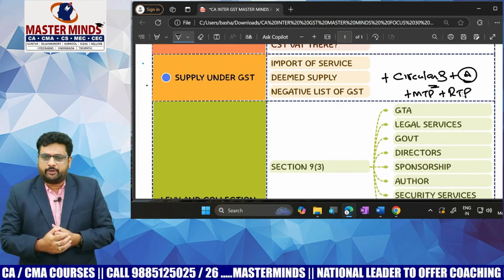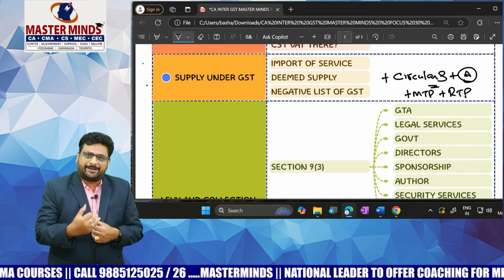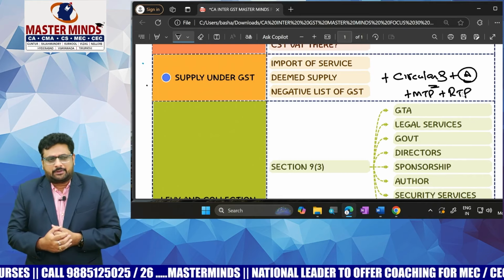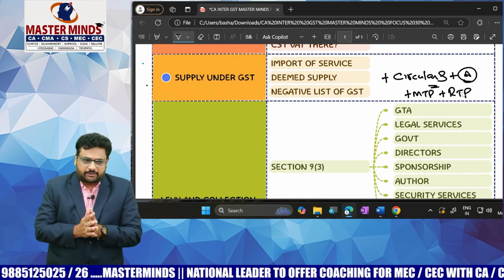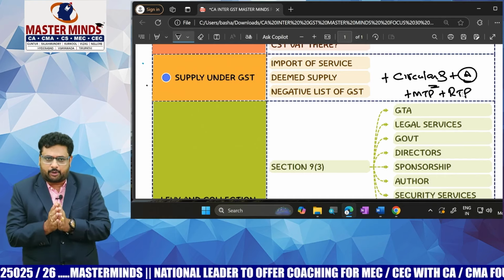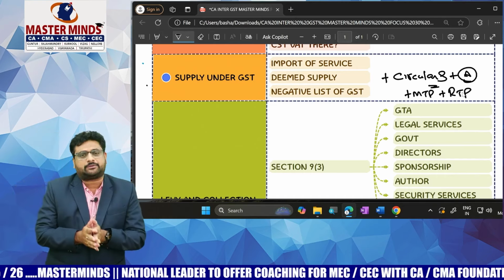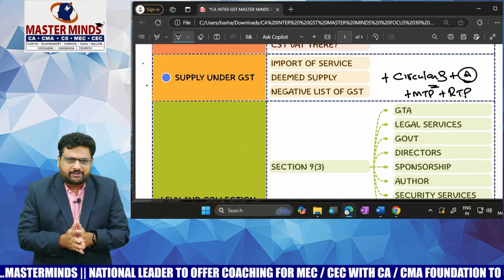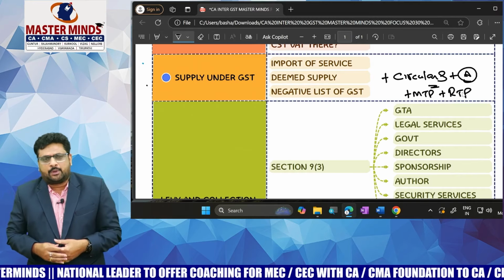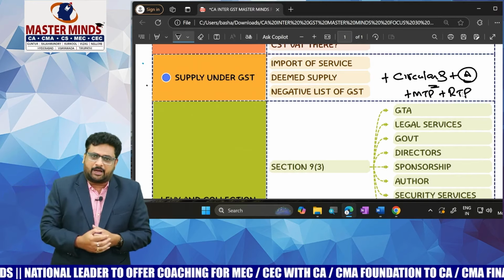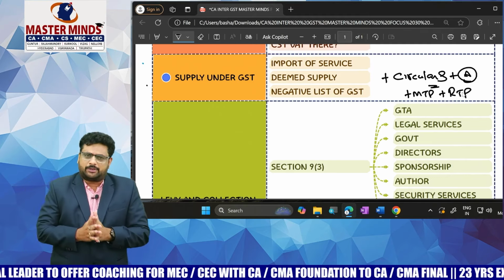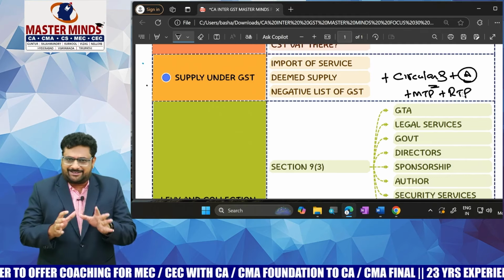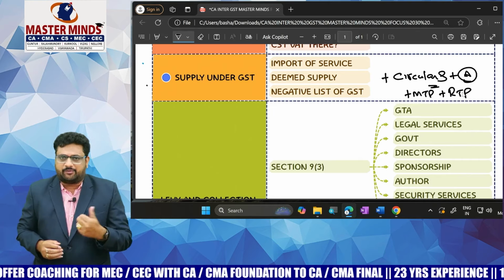The next chapter we need to see is supply under GST. This is more of an analytical, generally practical chapter. That means problematic questions will not be asked from this chapter, but either an analytical or practical question or a direct theory question can be asked in these areas. So these are the important areas you need to keep focus on.